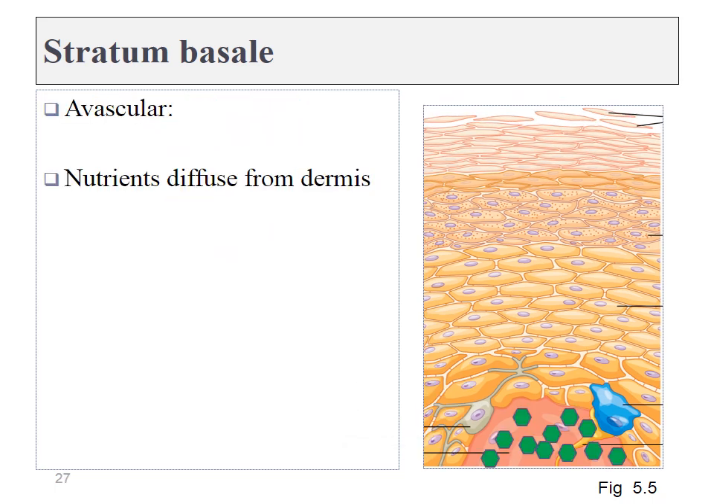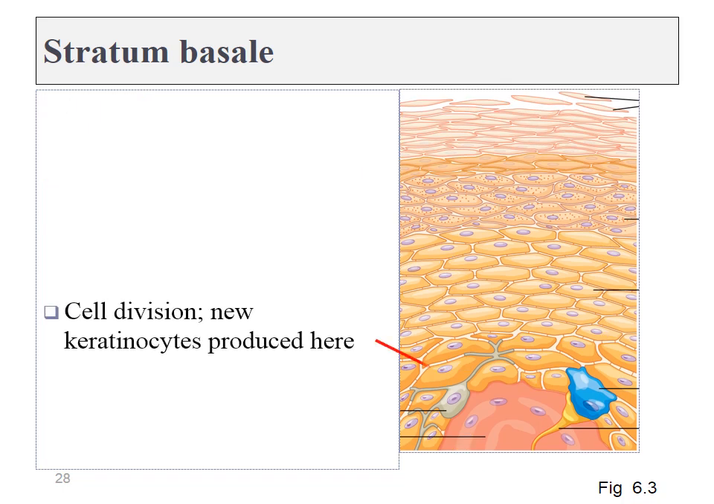The stratum basale, like the rest of the epidermis, is avascular. So nutrients must diffuse through the rest of the epidermis. For this reason, the epidermis cannot be very thick. So this is the location where new keratinocytes are produced.